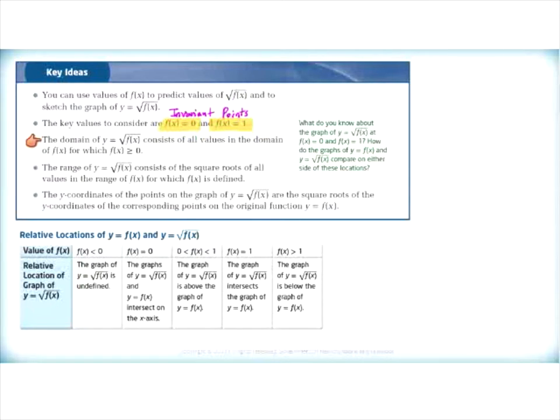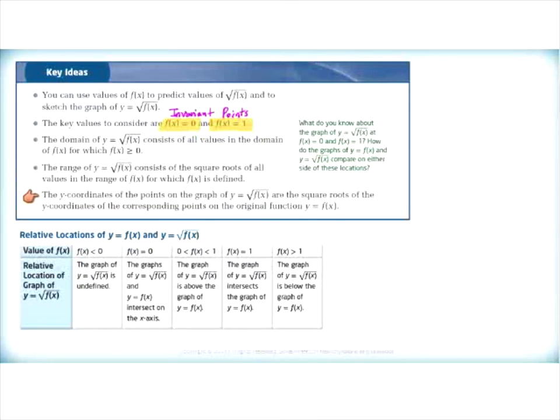The domain of y equals the square root of f of x consists of all values in the domain of f of x for which f of x is greater than or equal to 0. F of x cannot be less than 0 because that would result in taking the square root of a negative number, which is not defined using the real number system. The range of y equals the square root of f of x consists of the square roots of all values in the range of f of x for which f of x is defined.